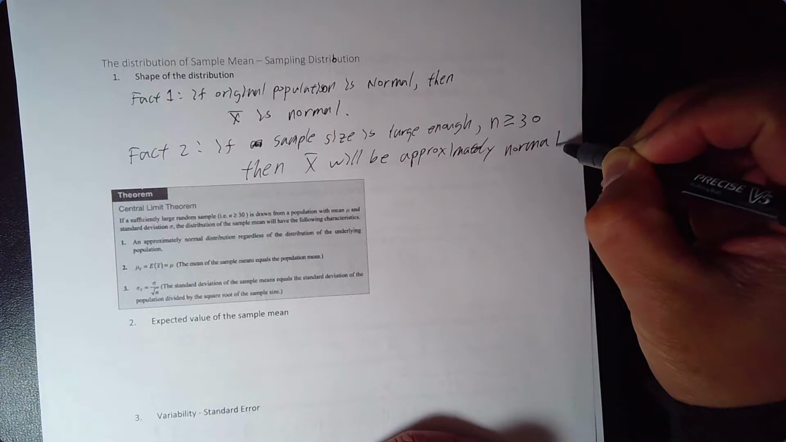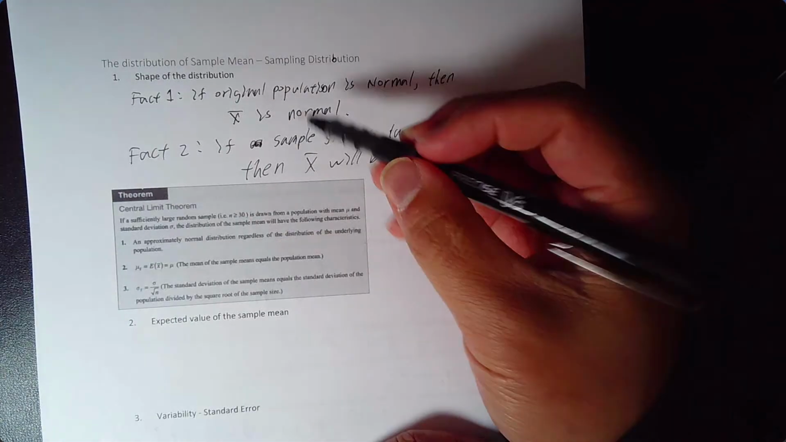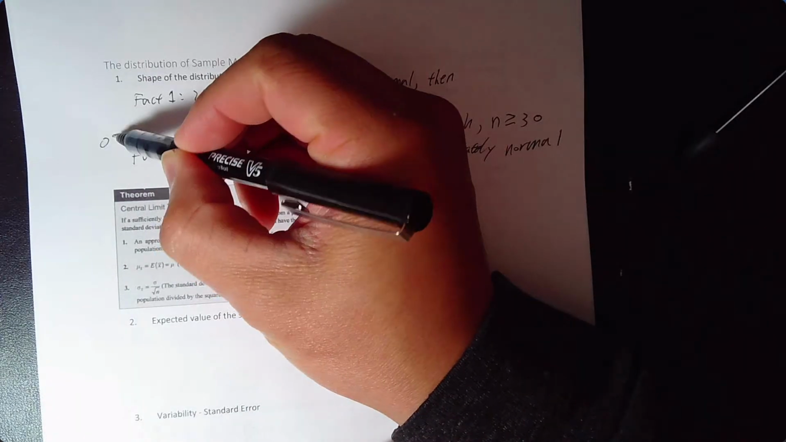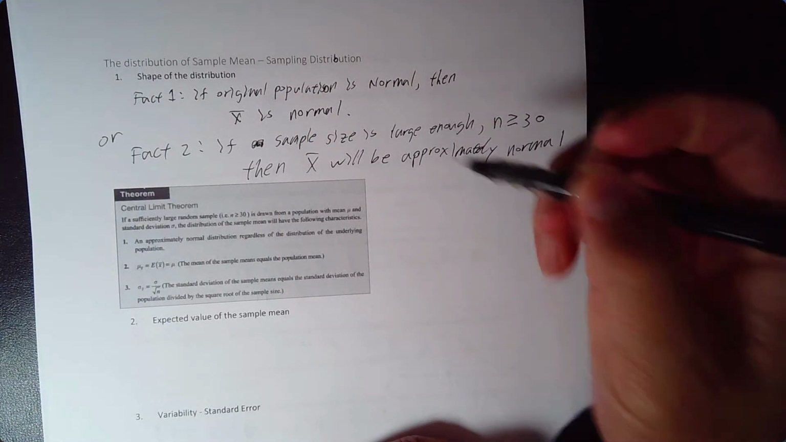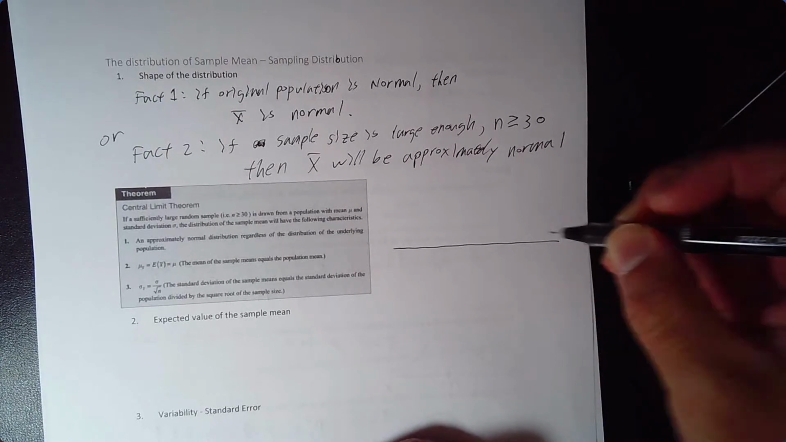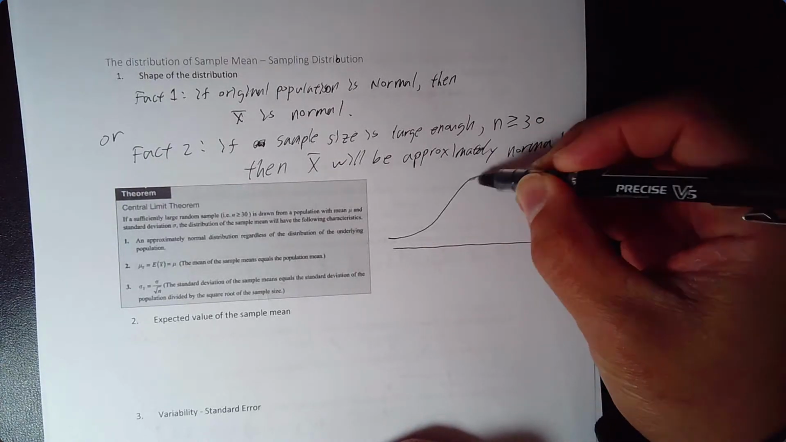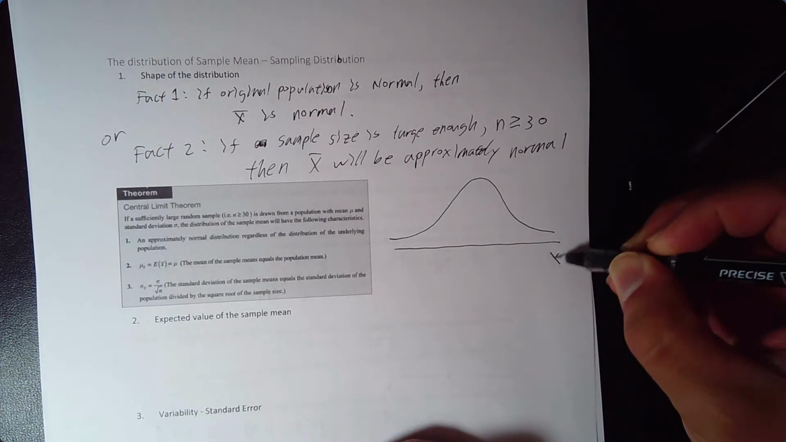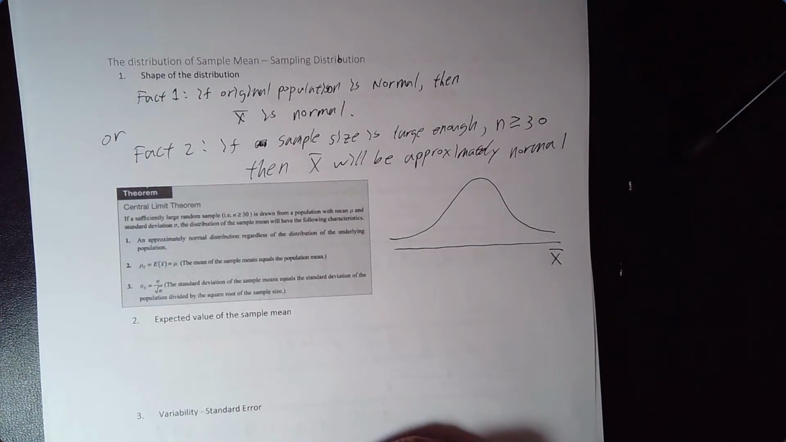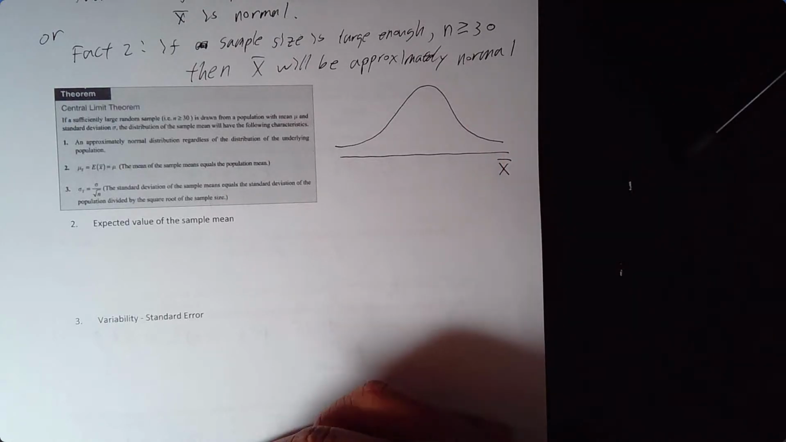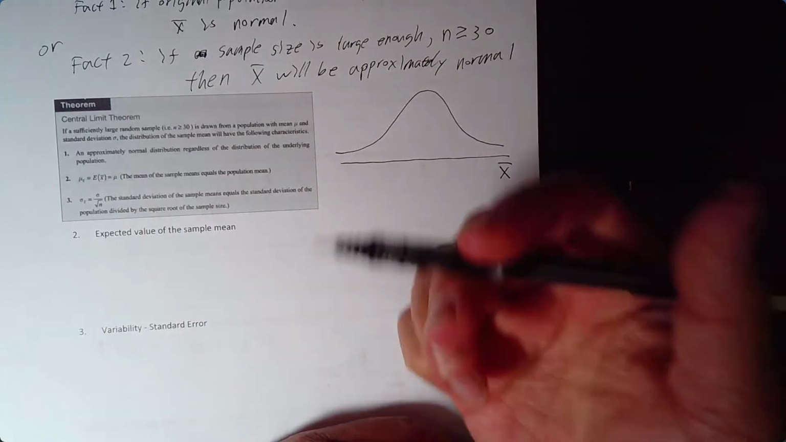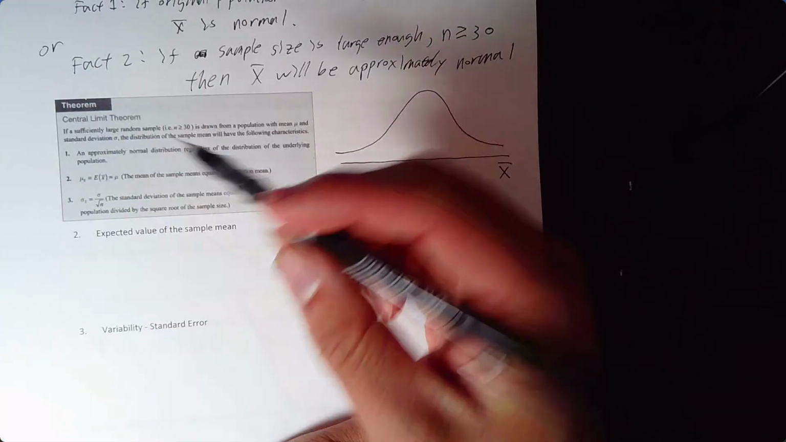Okay, and if we have either one of these, fact 1 or fact 2, we don't need both. We just need one. And once we establish this, then we are able to draw a normal distribution for x bar. Okay, that is the goal of all this. That's how we establish the shape. The fact number 2, we call that the central limit theorem, or the CLT.